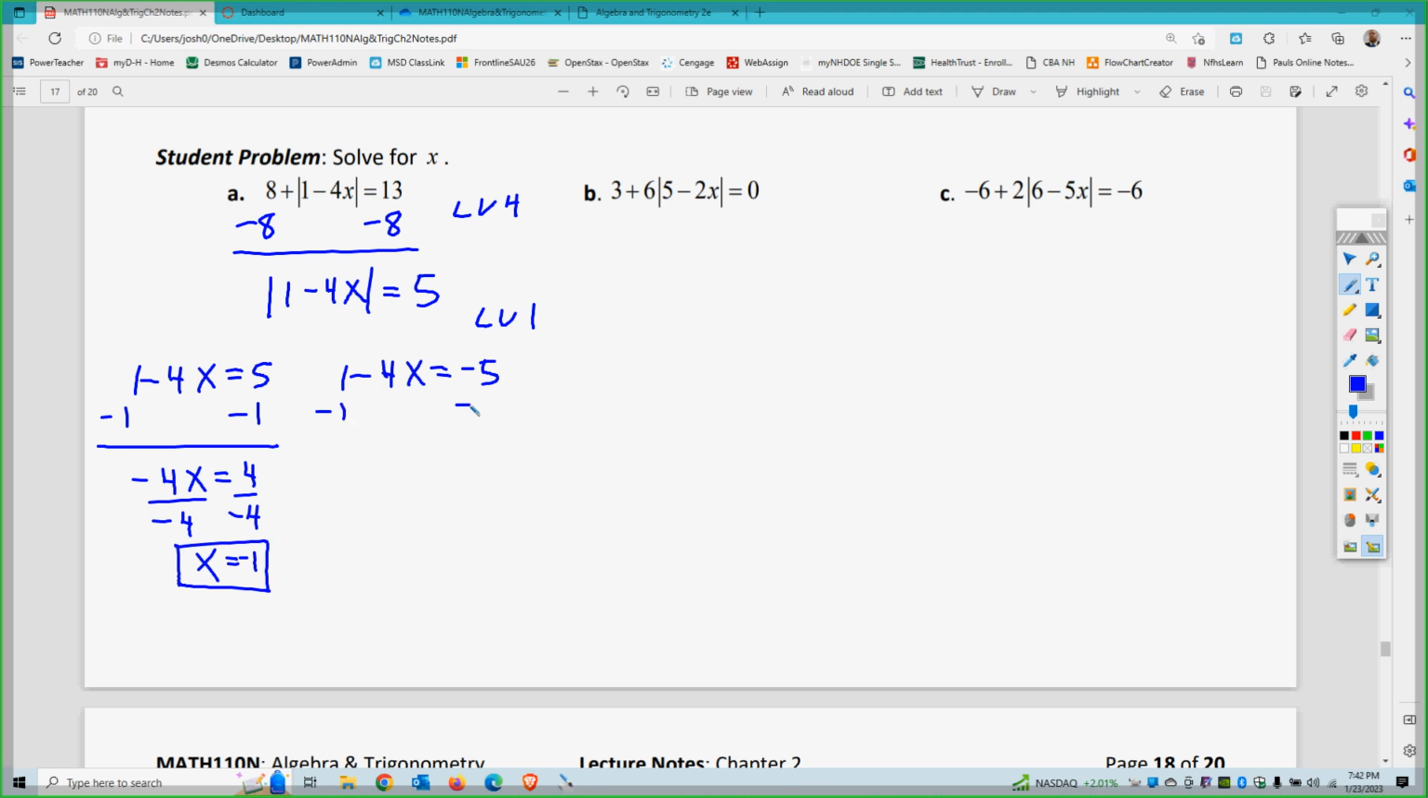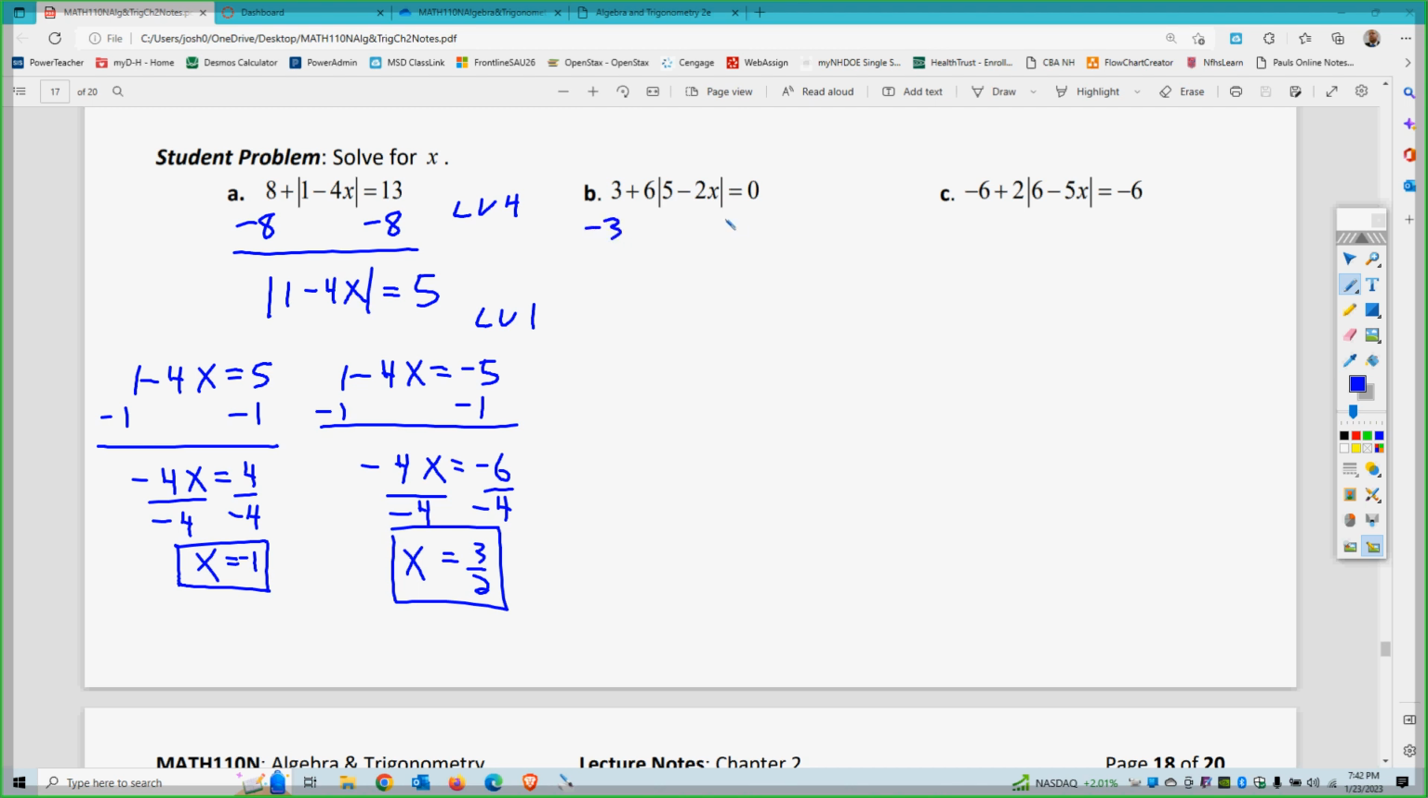And then minus 1. Negative 4x is negative 6. And divided by negative 4, x is equal to positive 3 halves. Okay, so we get two answers there, right? Absolute value equals a positive number, and you get two possible answers you can plug into there.